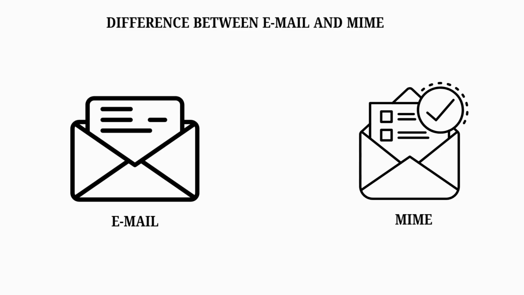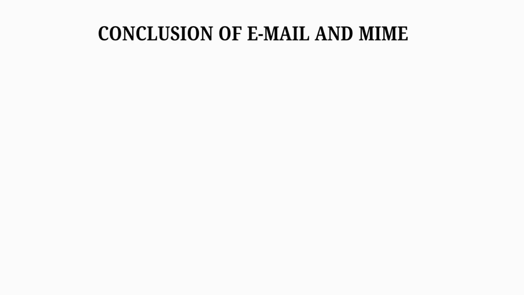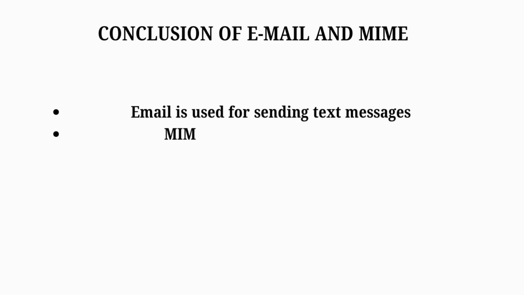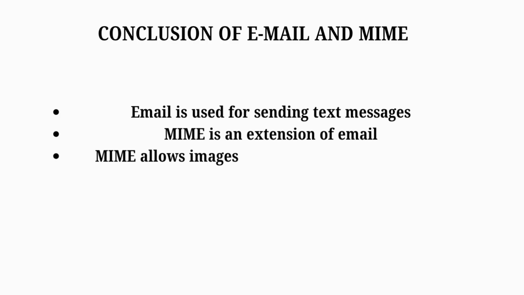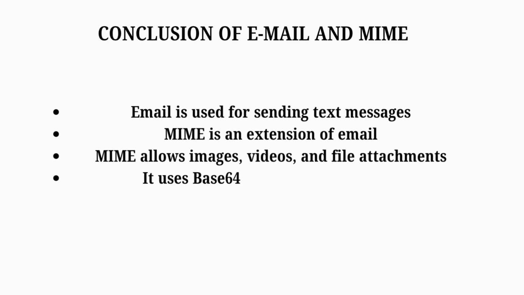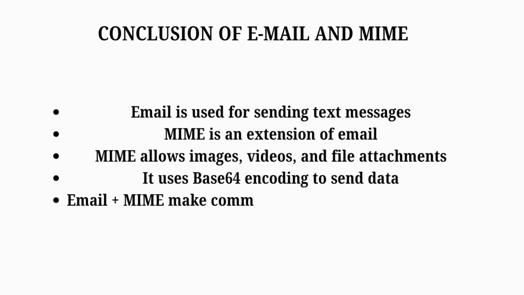MIME uses a multi-part message format. Conclusion of email and MIME. Email is used for sending text messages. MIME is an extension of email. MIME allows images, videos, and files as attachments. It uses base 64 encoding to send data. Email plus MIME make communication modern and efficient.